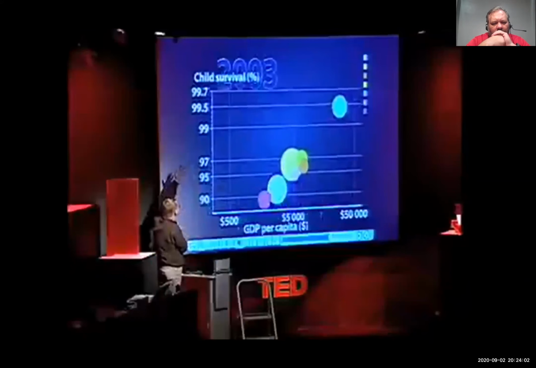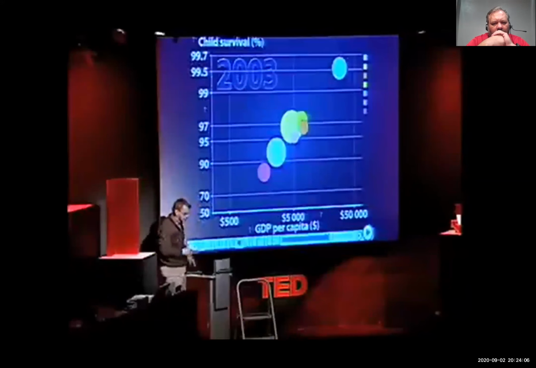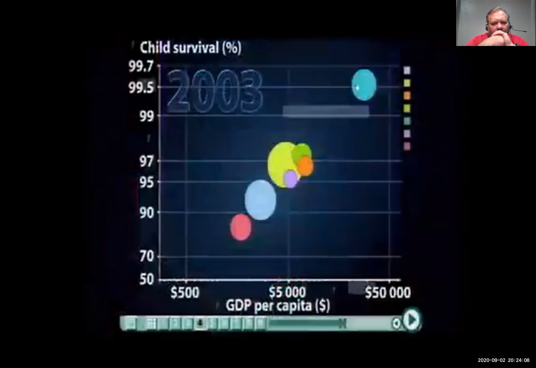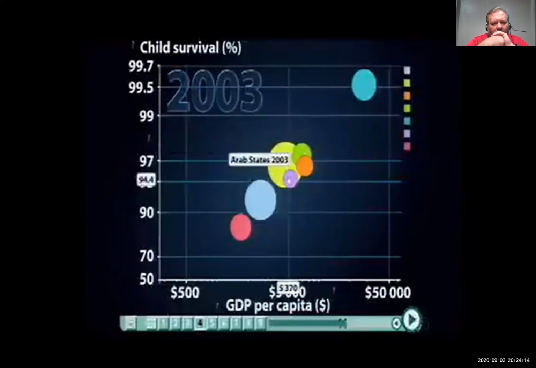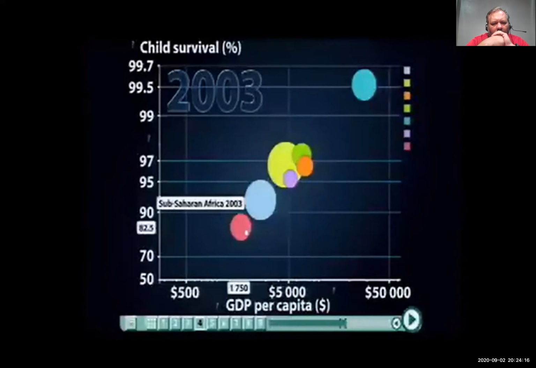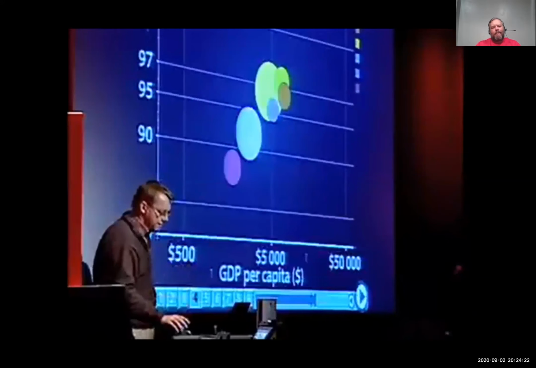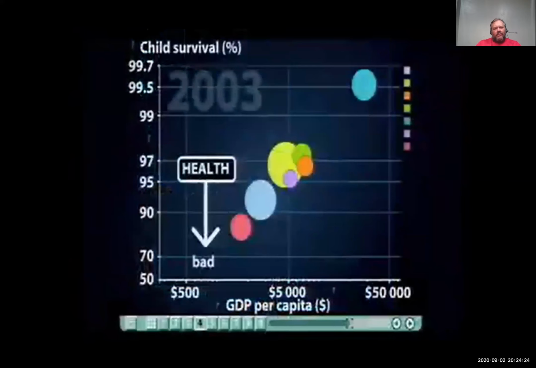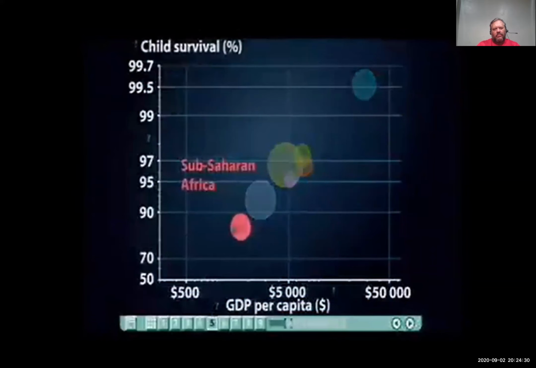In some countries, 99.7% of children survive to 5 years of age, others only 70. And here it seems that there is a gap between OECD, Latin America, East Europe, East Asia, Arab states, South Asia, and sub-Saharan Africa. The linearity is very strong between child survival and money. But let me split sub-Saharan Africa. Health is there, and better health is up there.